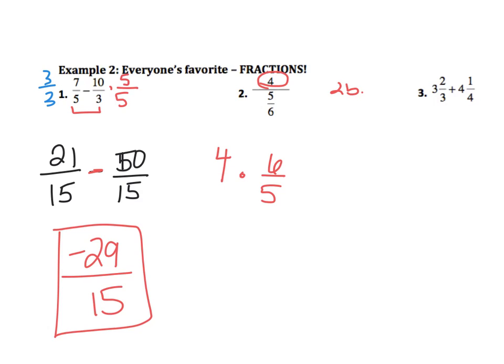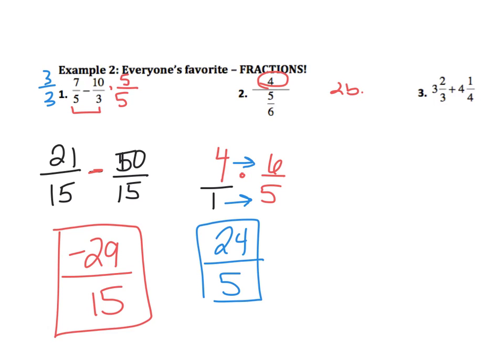Now, a lot of the times, kids will want to multiply 4 times 6 and 4 times 5 because they don't see a denominator there with the 4, but you can always make a denominator. Remember, you can always put that over 1. And when you multiply, you're going to multiply straight across. So the tops together and then the bottoms together. And reduce if you can.